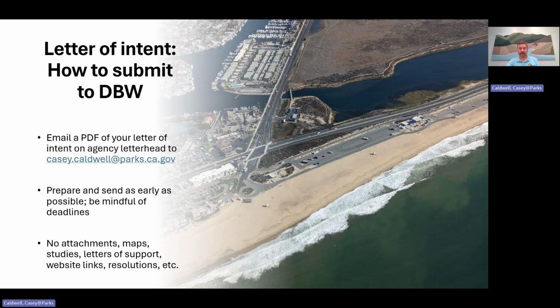To submit the letter of intent to DBW, please put the letter on your agency's letterhead and email a PDF of the letter to me. We encourage you to send us your letter of intent as early as possible, and it will be before the mid-December deadline if you can. This gives DBW an opportunity to review it and to give you feedback.